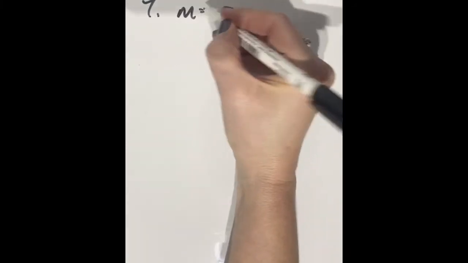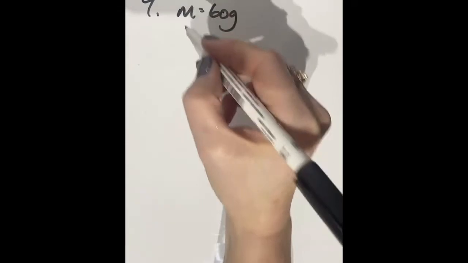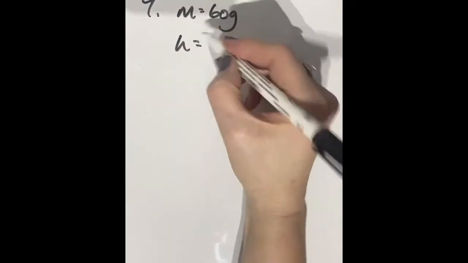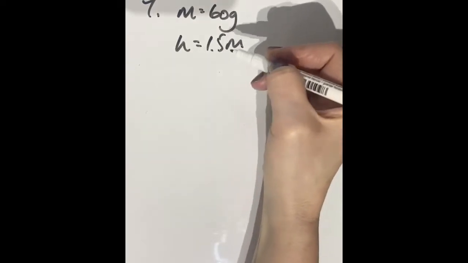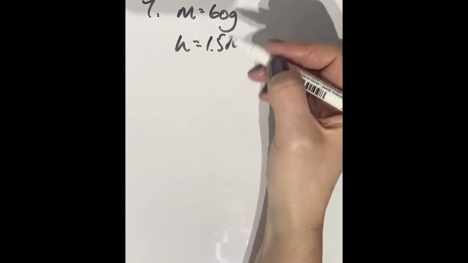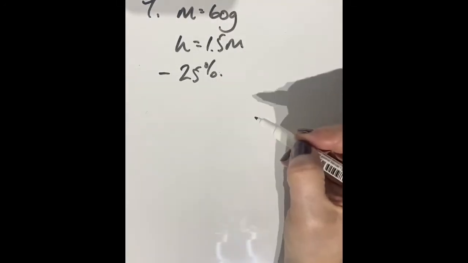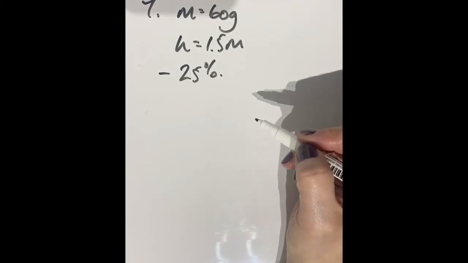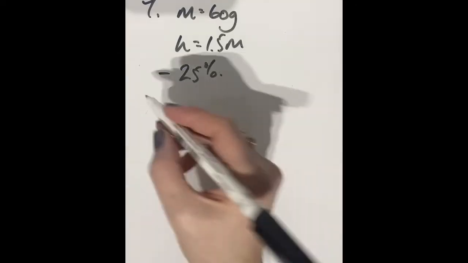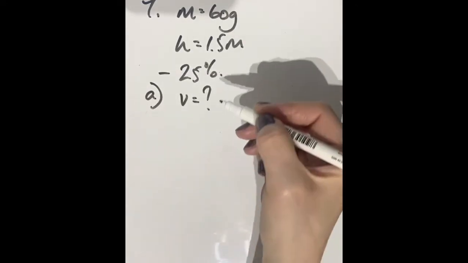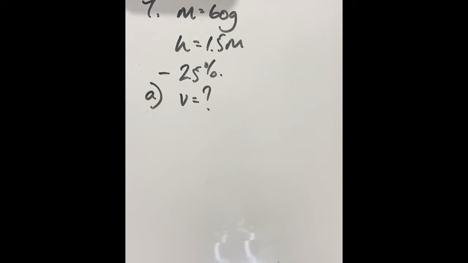Okay, question 7. Tennis ball of mass 60 grams is dropped from a height of 1.5 meters. It rebounds but loses 25% of its kinetic energy in the bounce. Ignoring air resistance, calculate the velocity with which it hits the ground. Now this is in actual fact a SUVAT question.